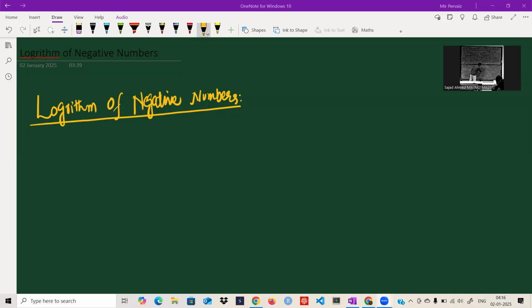Logarithm of negative numbers. You might be wondering, how can we define logarithm of negative numbers when the function is itself defined for positive numbers only? So if you have seen the graph of the log function, it is like this.